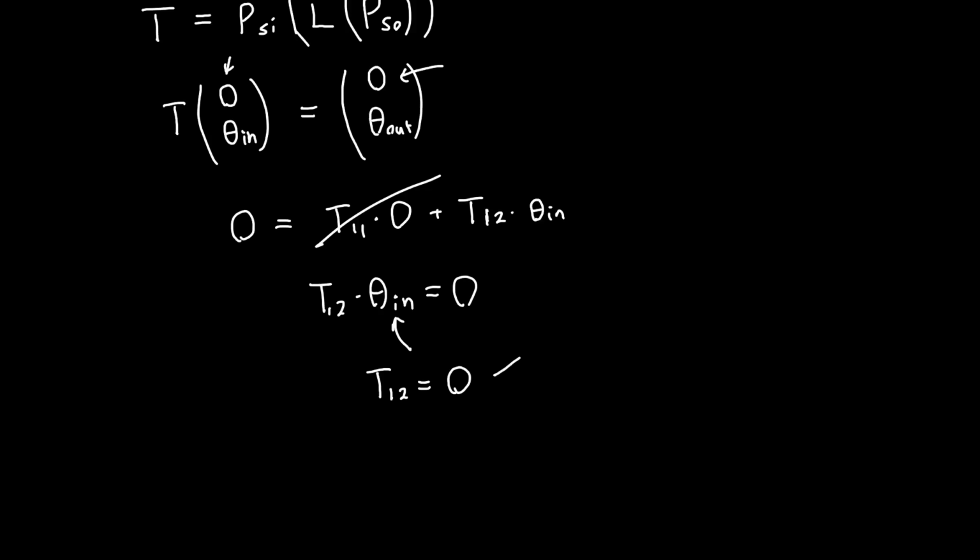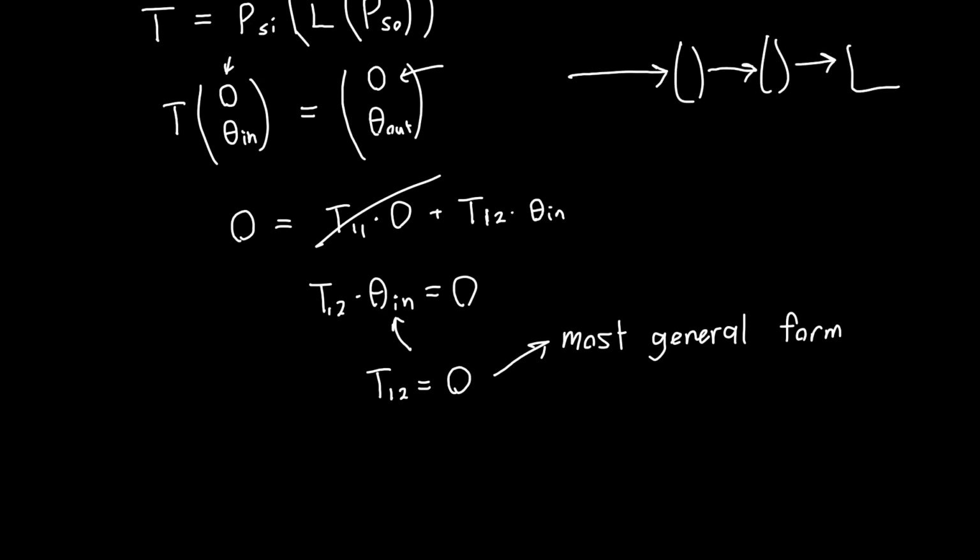And so this is actually the most general form of the imaging condition. Because if we've got some ray transfer matrix, it can be anything. We can propagate some distance, we can go through a lens, we can go through another lens, we can go through some weird optical system, and then we can get to our image.